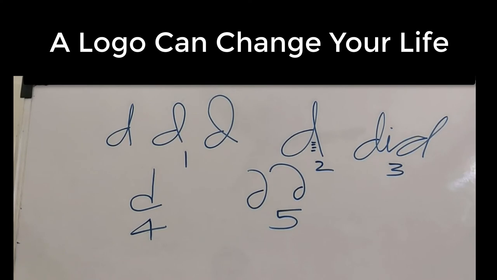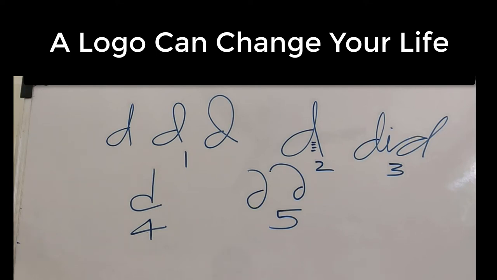As you can see on the board, there are five letters D. The first letter D indicates the loop in the stem of D. This particular loop will tell you how sensitive you are to physical criticism. The bigger the loop, the more sensitive the person is to physical criticism.